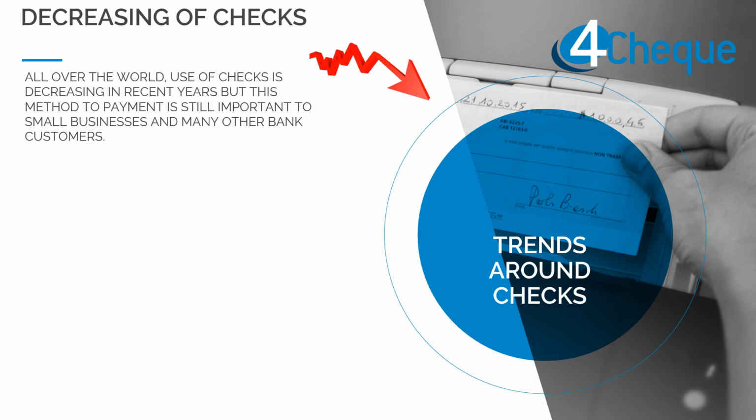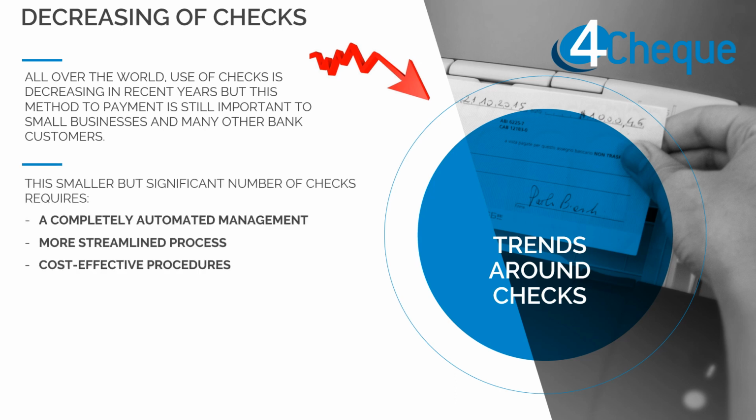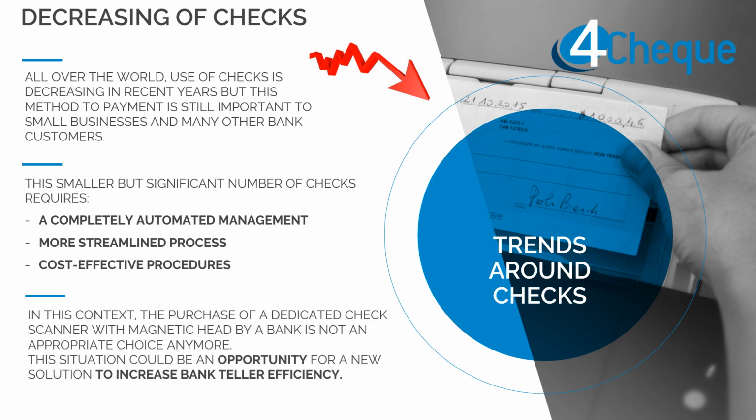In fact, this situation still requires an automated process, even more optimized, faster, and cheaper than in the past. We can say that nowadays a dedicated check scanner with a magnetic head is not the best choice anymore compared with an A4 scanner with 4Cheque that allows to manage checks even better than a traditional check scanner, and all types of documents that can enter in a bank and cannot be managed by a traditional check scanner. This could be a real opportunity to increase teller efficiency and optimize the internal document management.